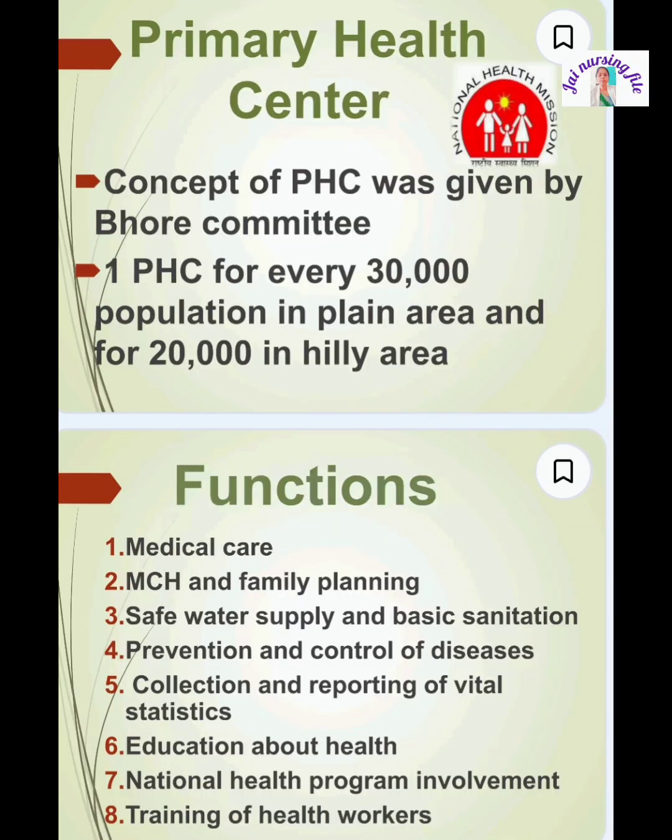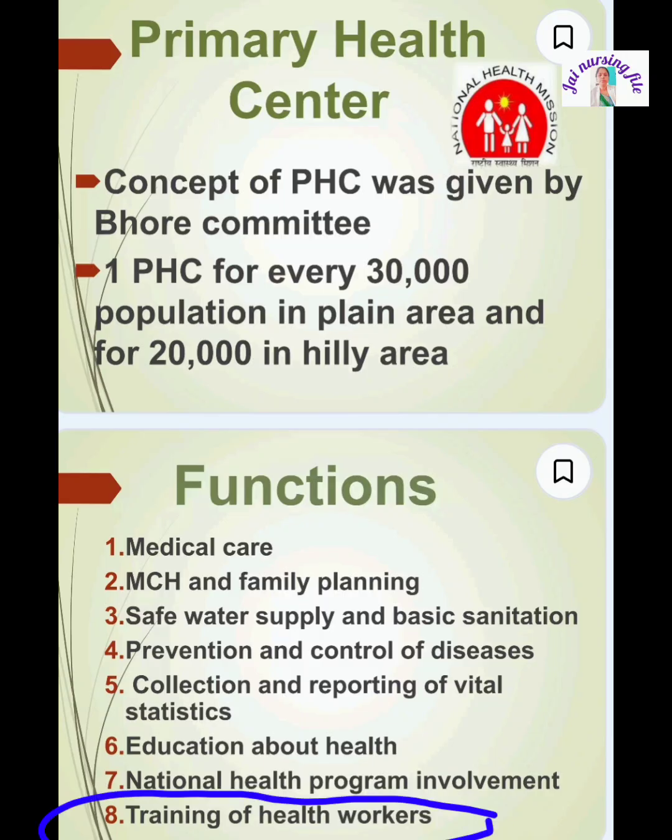The next one, primary health center. The concept of PHC was given by the Bhore Committee, and one PHC for every 30,000 population in plain area, and then 20,000 in the hilly area. And what are all the functions? The first one, medical care. Second one, MCH, family planning. Third one, safe water supply and basic sanitation. Fourth one, prevention and control of disease. And fifth one, collection and reporting of vital statistics. Sixth one, education about the health. And seventh one, national health program involvement. And eighth one, training of the health workers.